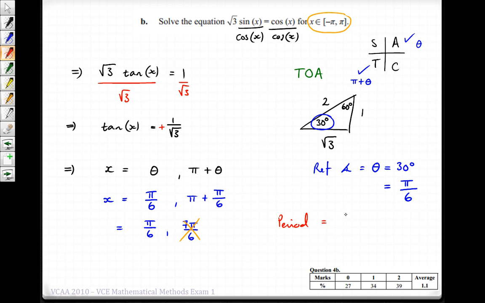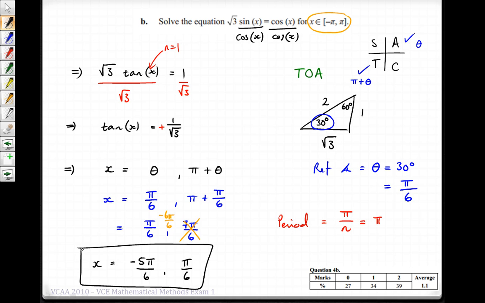of a tangent function is just pi on n, where we discussed that n is the coefficient that sits inside here. So technically n equals 1, so I can write this as just being pi. So pi divided by 1 is just pi. So the other solution that I'm looking for is x equals negative 5 pi on 6 and pi on 6. The negative 5 pi on 6 was found by just subtracting 6 pi on 6 off this first solution that we found. So hopefully you can see that both of these are inside the accepted domain that we want, and we've now got all the solutions to this equation.